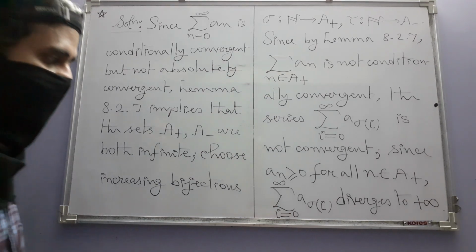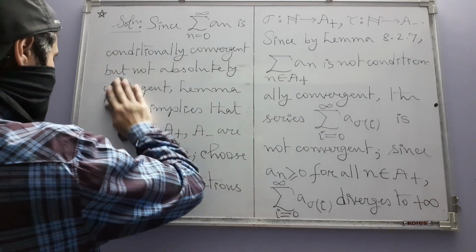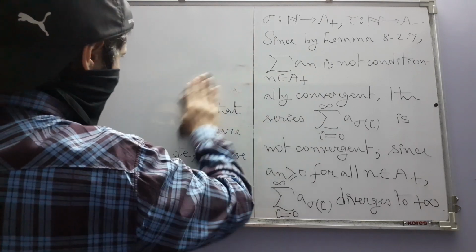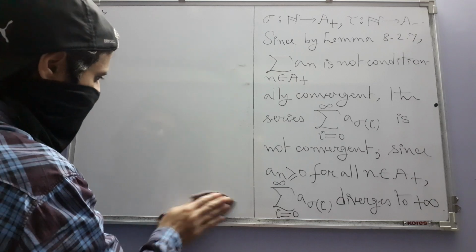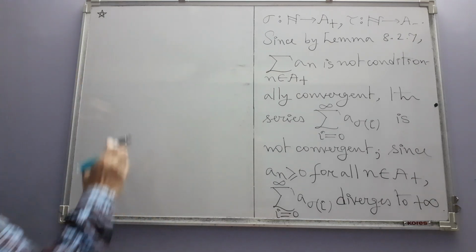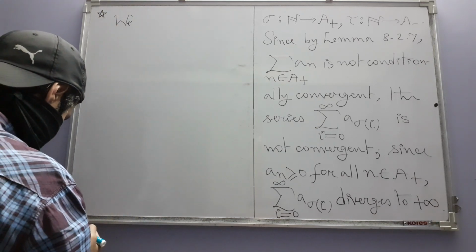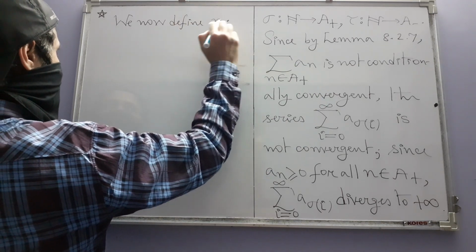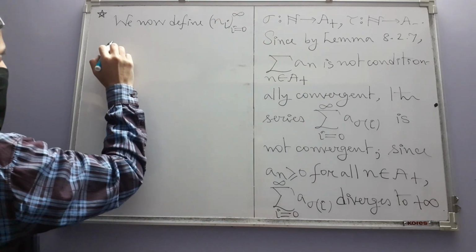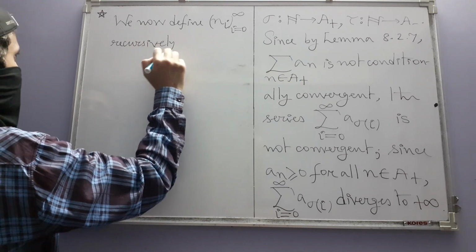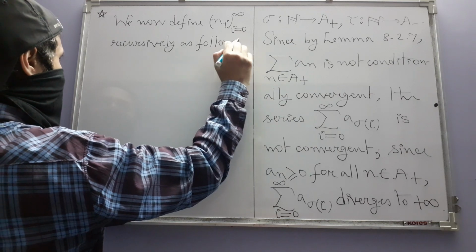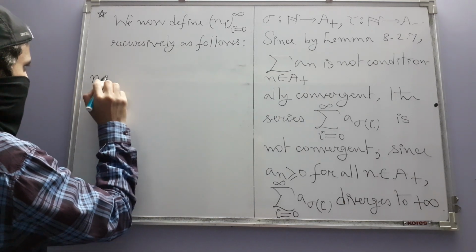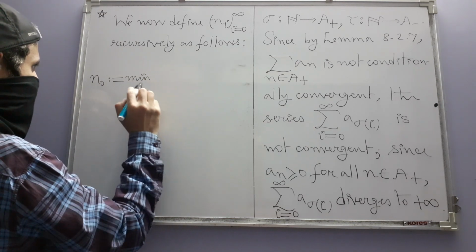Okay, so now how can we use this fact? Let's see. We are now going to use this divergence to define a sequence of natural numbers recursively. We now define n_i recursively as follows. So that means first we have to define n naught, n_0. n_0 is defined to be the minimum of this set.